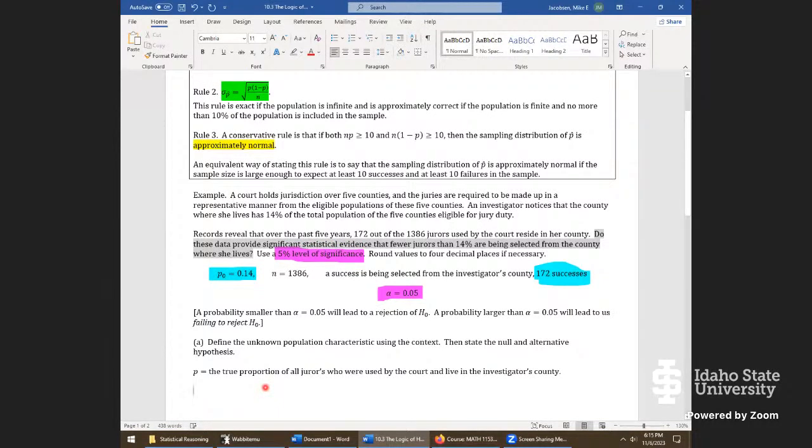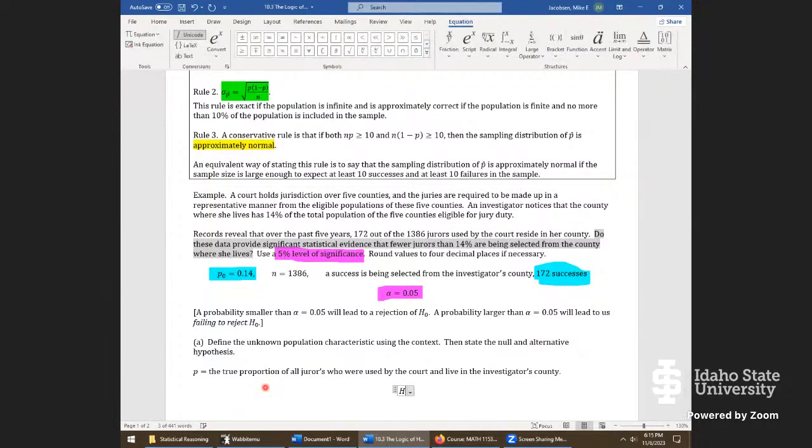Let's go and write H naught for null. It'll be the statement that P, the same P that we just defined right here, equals 0.14. So that came directly from the value to be tested, the hypothetical value right here in the question.